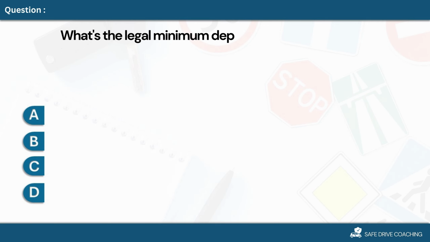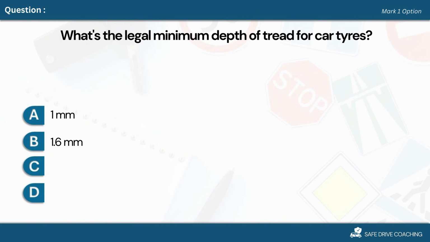What's the legal minimum depth of tread for car tires? A. 1 mm, B. 1.6 mm, C. 2.5 mm, D. 4 mm.